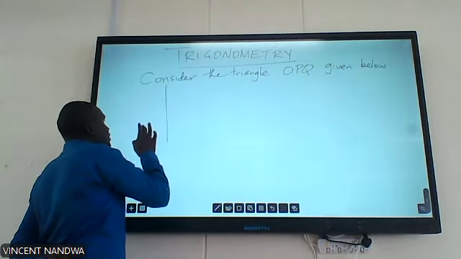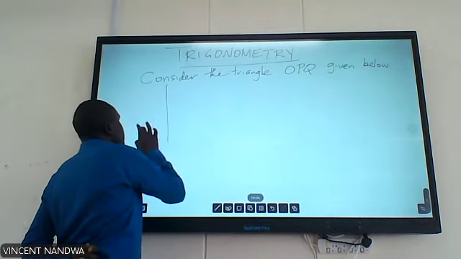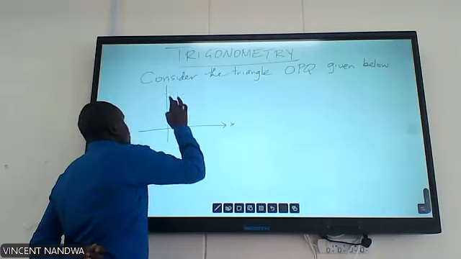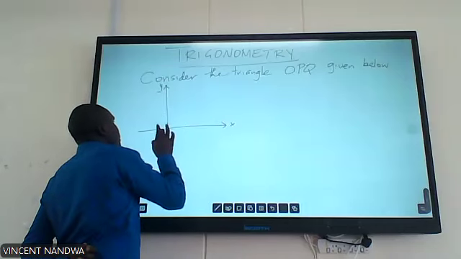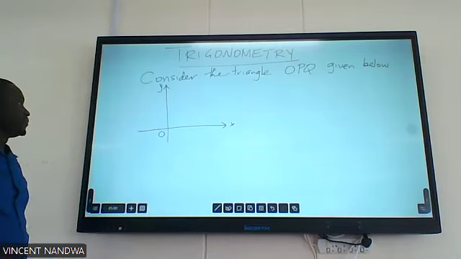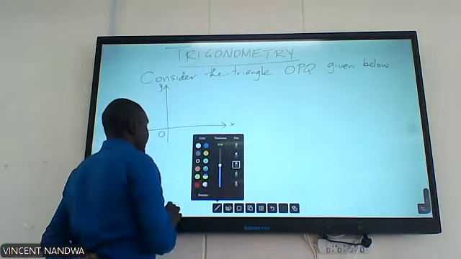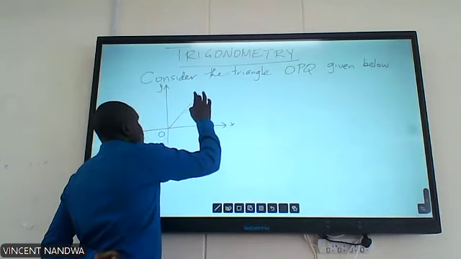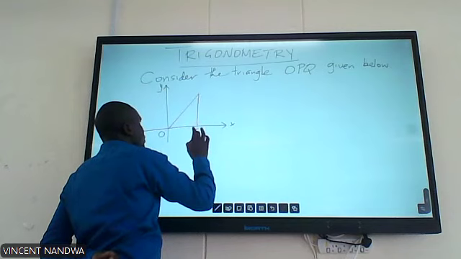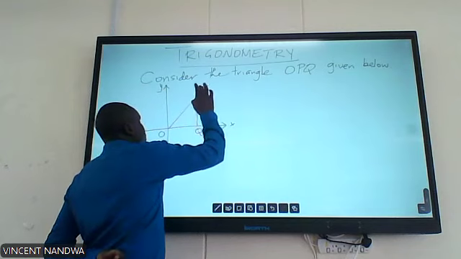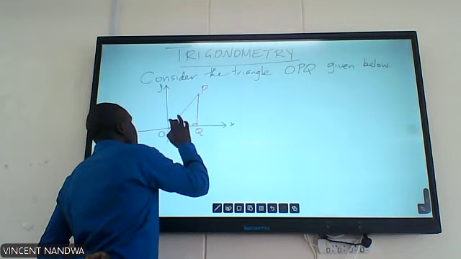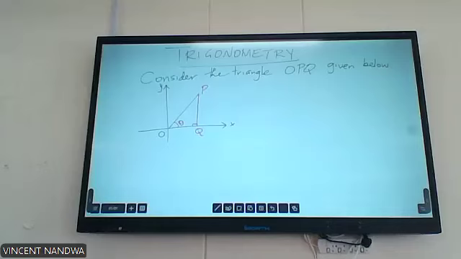Or let's have this. So this is usually the x-axis. And this point is O. So this is Q. This is P. So this is 90 degrees. And this angle is theta. Make that fit.